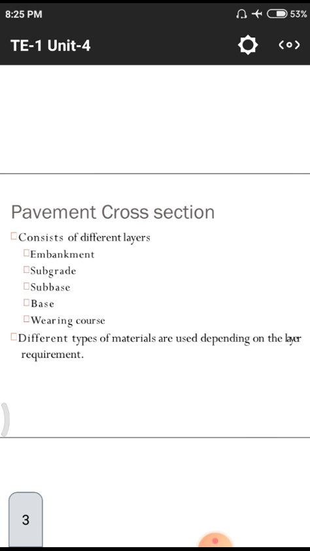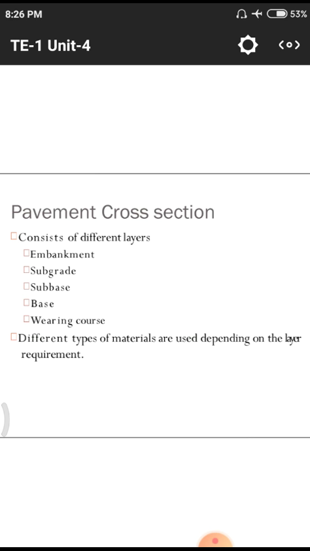First of all, the pavement mainly consists of the embankment. That means the embankment is the side portion of your road. Next we have the subgrade. That means after the pavement we have the subgrade and subbase. Below the subgrade we have the subbase, base and wearing course. For all those things we have some pictures. In those pictures, those layers are labelled by these terms. We have to observe with respect to those pictures. Then only will we have clear knowledge.